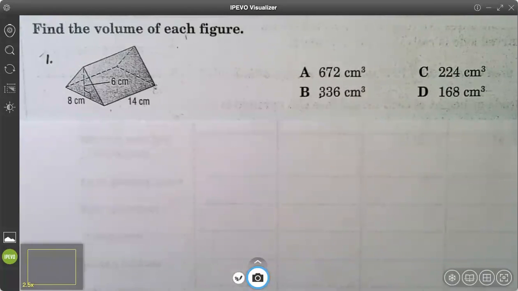This video is a practice quiz for finding the volume of three-dimensional figures. Try number 1.